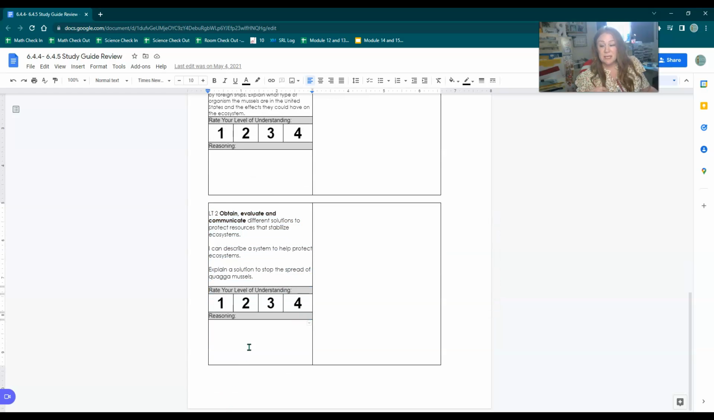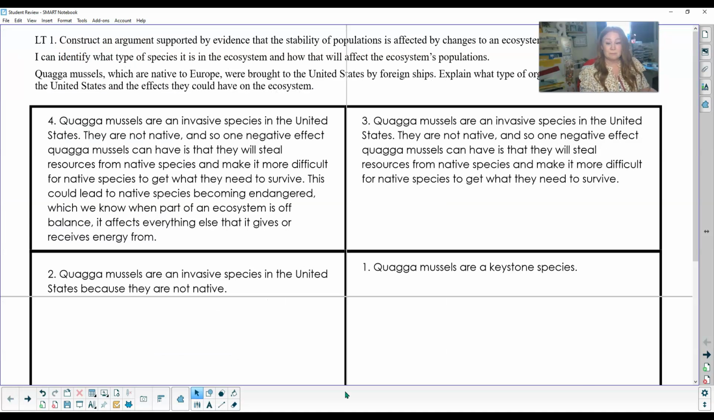So then our last one here says, explain a solution to stop the spread of quagga mussels. So what can we do to stop that? So explain here, 4, 3, 2, 1. Think about those complete sentences and the details you will use to get a 4, 3, 2, 1. So go ahead and do that and then come back and see how I would grade those.